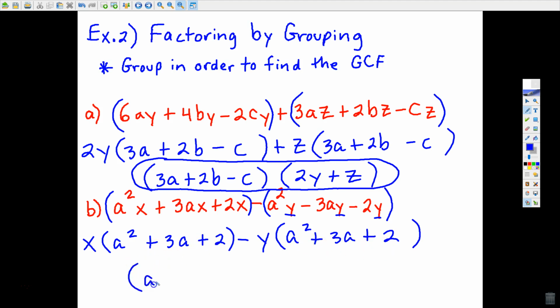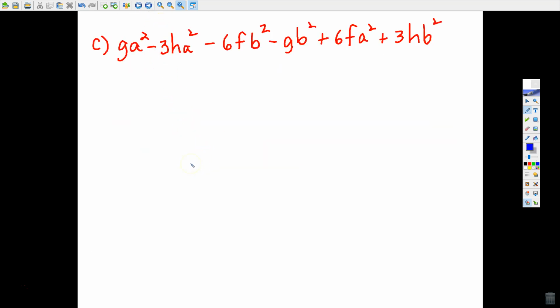And so to finish off the answer, I've got a squared plus 3a plus 2 as one of my factors. And then the other factor will be all the terms that are not currently in a group. We put them together. Good job. Questions?